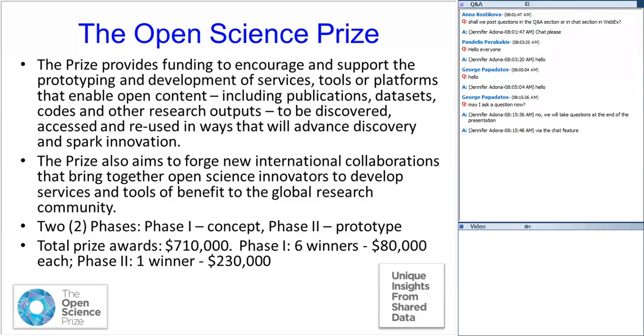There are two phases to this prize. Phase one is a conceptual, theoretical phase, and phase two is where we're expecting to have a working prototype available. The total amount of the prize for the whole initiative is $710,000. With phase one, there will be 6 winners or finalists, each receiving $80,000, and for phase two, the one grand winner will receive $230,000.